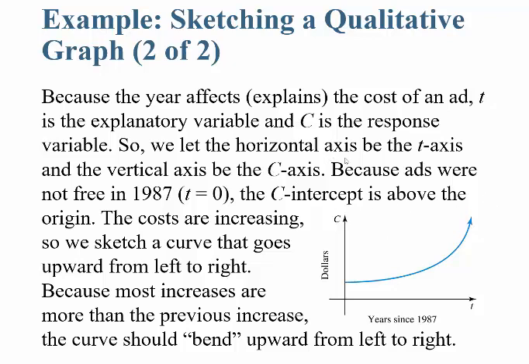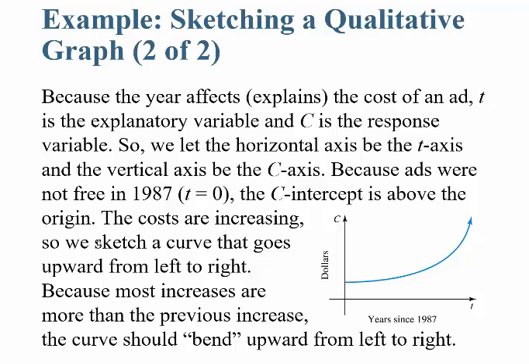So we let the horizontal axis, because that's the explanatory variable, be the T-axis, and the vertical axis be the C-axis, the dollars it costs. Because ads were not free in 1987, we don't start at zero. I mean, ads cost something. So their dollar amount would start up on the axis a little bit here. And the C-intercept, to show that they did cost something and not zero, is above the origin.